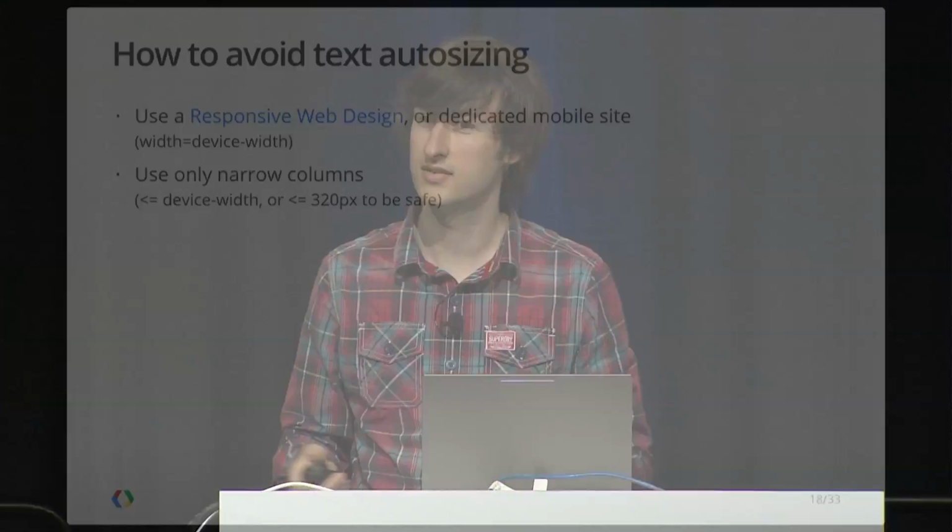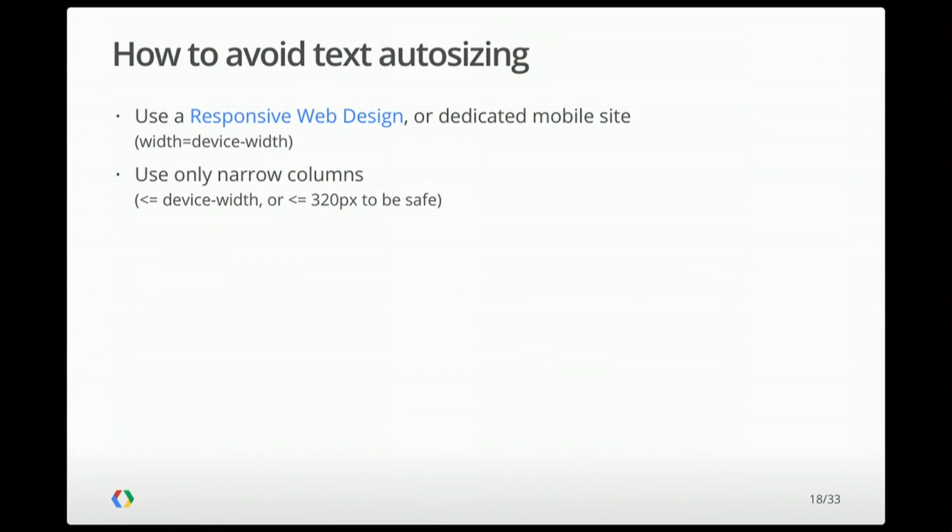Woohoo! So by now you're probably wondering, how do I avoid text autosizing? It's kind of a fallback. The browser does it because it has to, but you'd never want it to happen. Because it triggers on wide columns, by far the best thing to do is just make your page narrower, okay? So ideally, use responsive web design techniques to reformat your page for mobile device sizes, or if you must, use a dedicated mobile site. But whatever you do, just make sure it's a width equals device width for a narrow page.